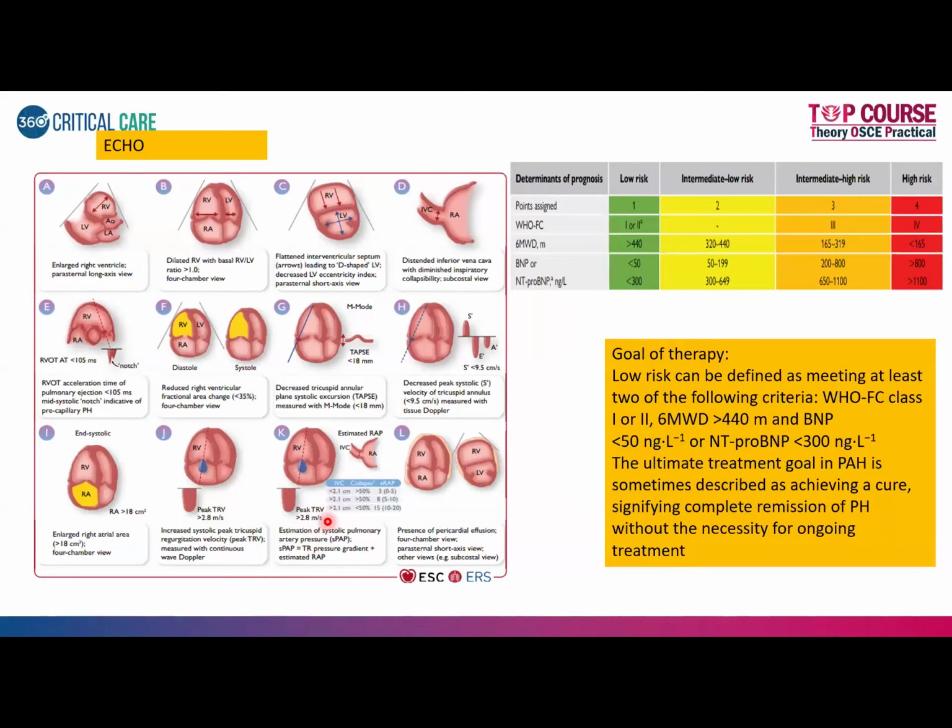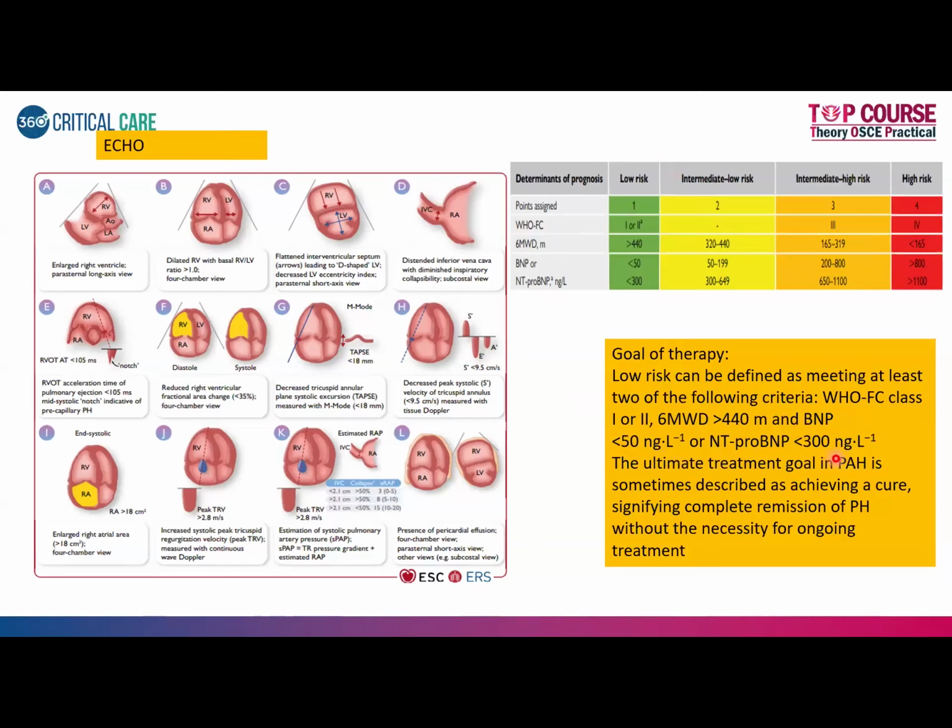So, what is the goal of therapy? The goal of therapy is defined by the risk category. So, the risk category is defined by the WHO functional classification, the 6-minute walk distance test, the BNP, and the NT-pro BNP. The goal of therapy is to achieve a low risk state from the intermediate or the high risk state. So, the low risk, meaning WHO functional class of 1 or 2, 6-minute walking distance of more than 440 meters, and the BNP levels of less than 50 or NT-pro BNP of less than 300.